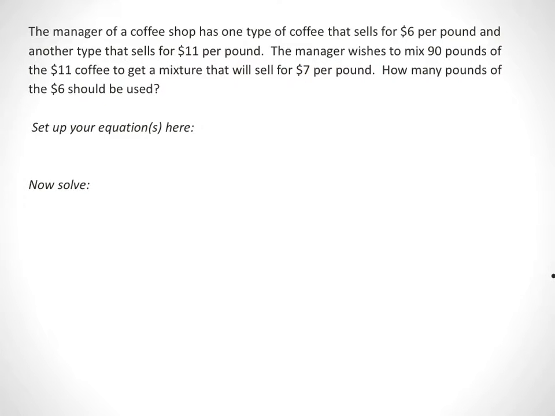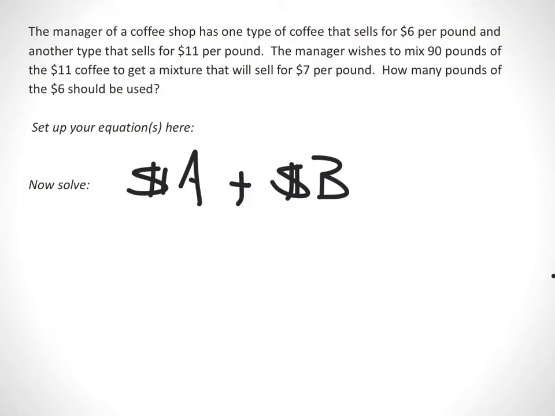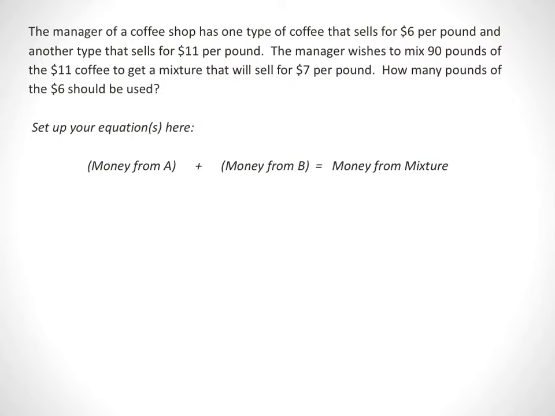My recommendation before you start is that you write a word sentence first, where you have the money that you get from the first kind of coffee, so the money from A, plus whatever money for the poundage you have for B is going to equal the money you get for the mixture. And it's that basic word equation that we build the rest of the solution on. So here we have the money from A plus the money from B equals the total mixture.